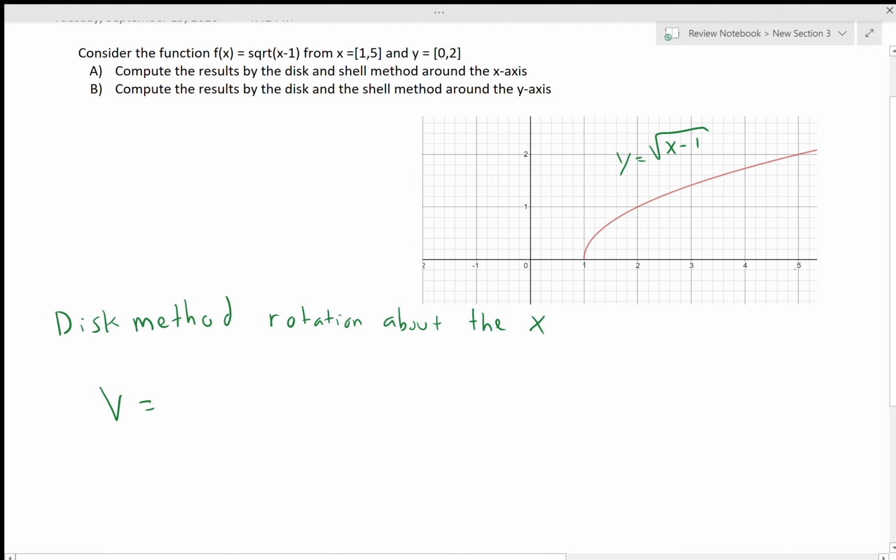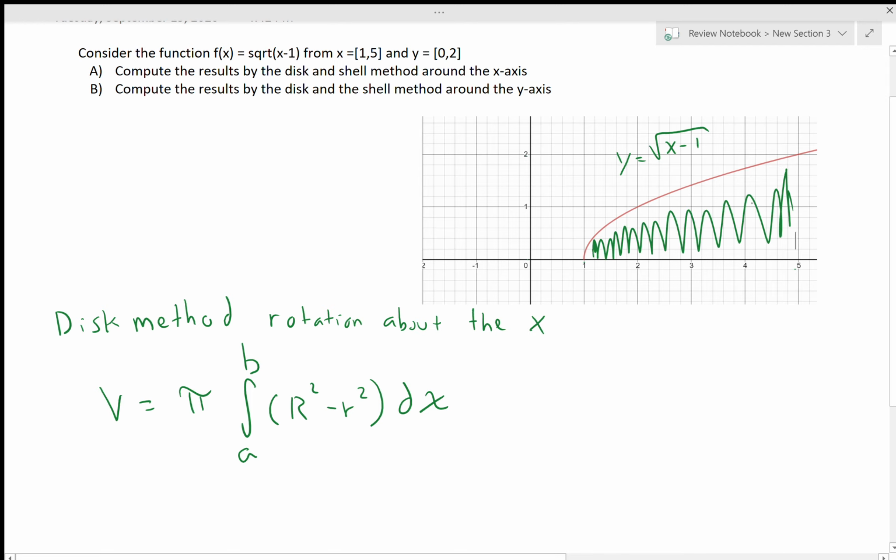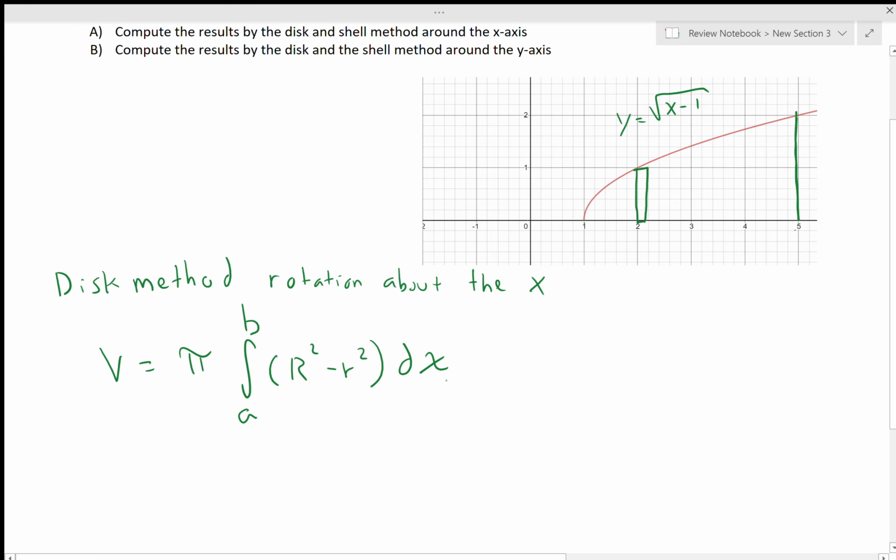Disk method rotation about the x, it would be pi times the integral of our limits a to b of our large radius minus our small radius squared dx. So again, we're looking at this shape where our cuts, it's also good to know we're rotating about the x, so our cuts are perpendicular. And we have them all the way until here. So we see that it's dx, so our limits are going to be x equals something.